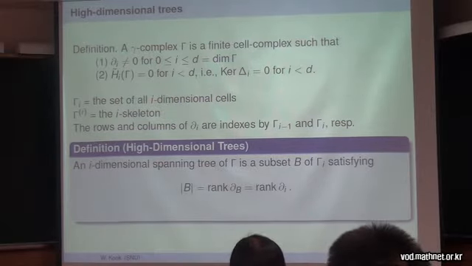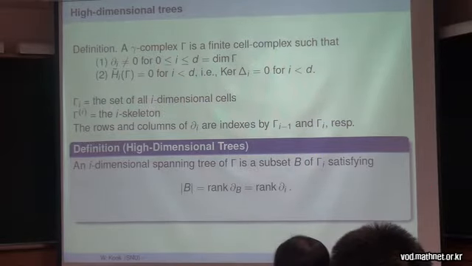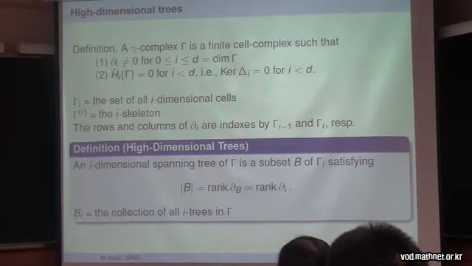So here the script I is missing? Right, yeah, script I is missing because B is supposed to be I cells anyway, so that itself contains that information. So I didn't have to repeat that. We also use script I to be the collection of all I trees in gamma. So basically, the I-dimensional trees for a gamma complex can be recognized from the boundary operator del I.